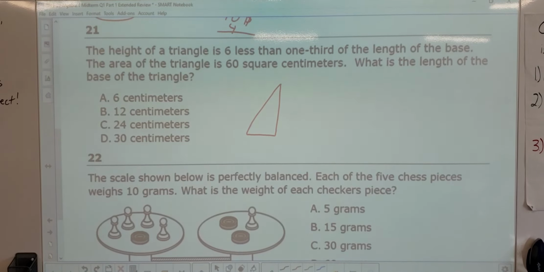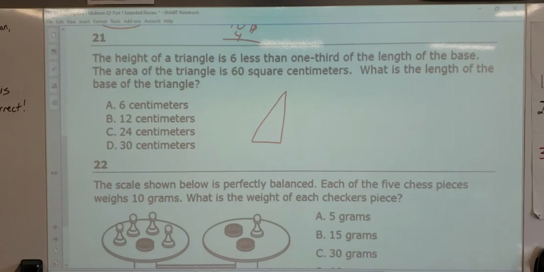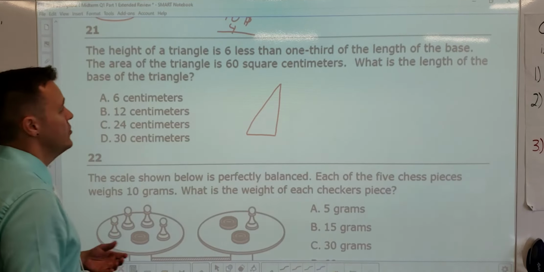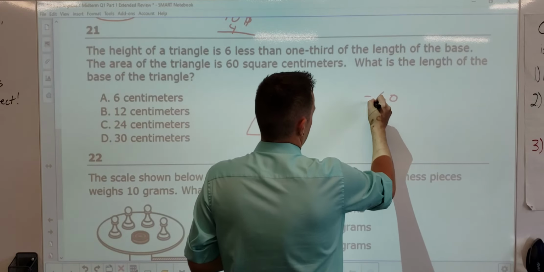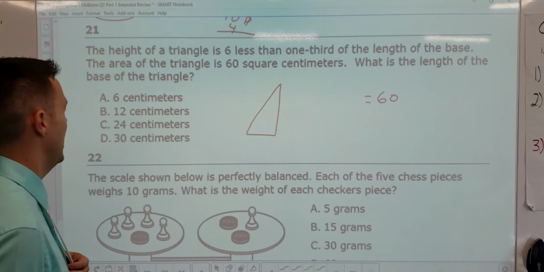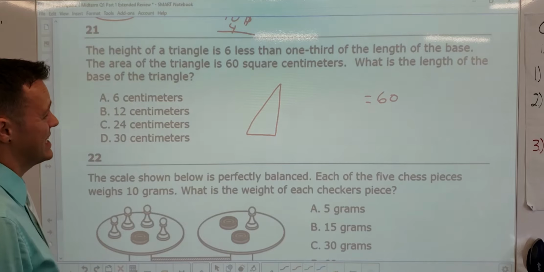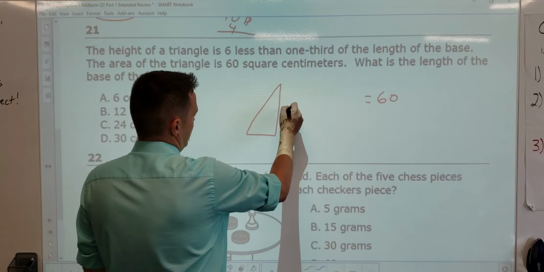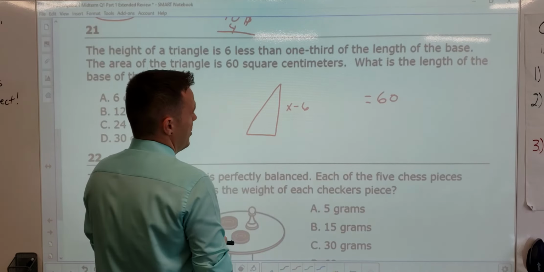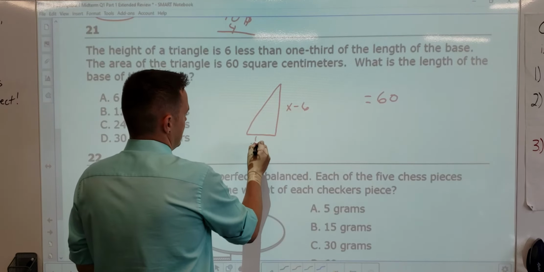The area of the triangle is 60. So what I want to make sure you guys understand is when you're doing this, you've got to make sure you set up that your area is going to equal 60. Okay? And then the height of a triangle is 6 less than, so it would be x minus 6, 1/3 the length of the base.